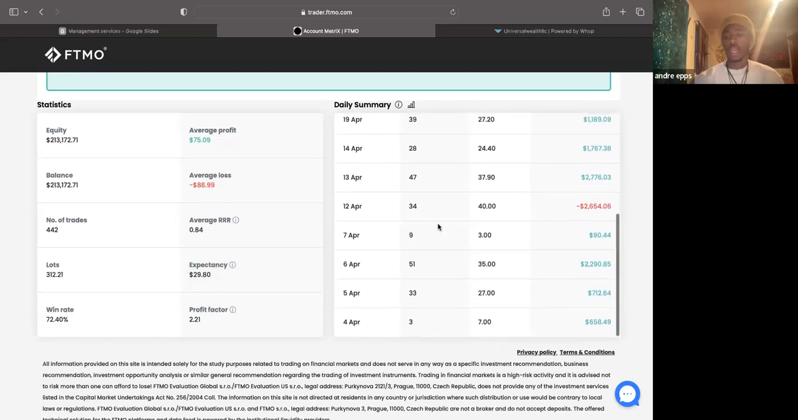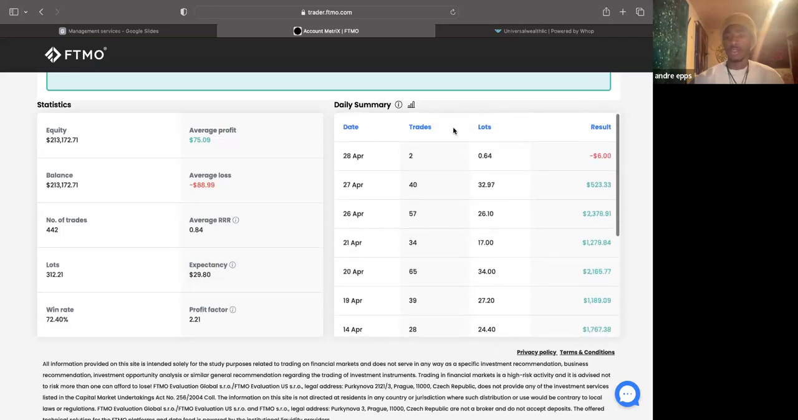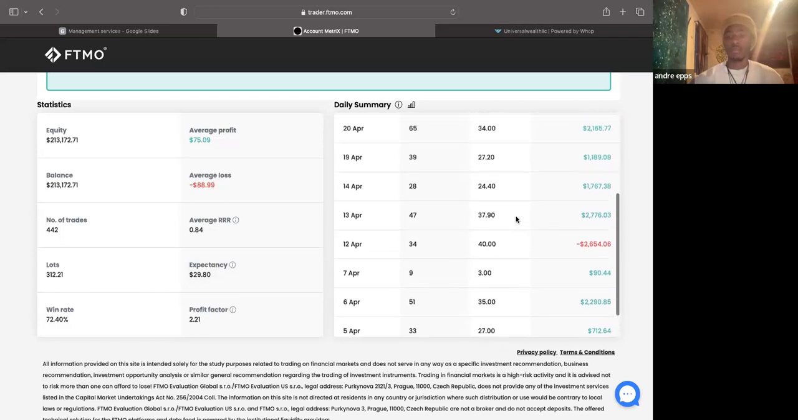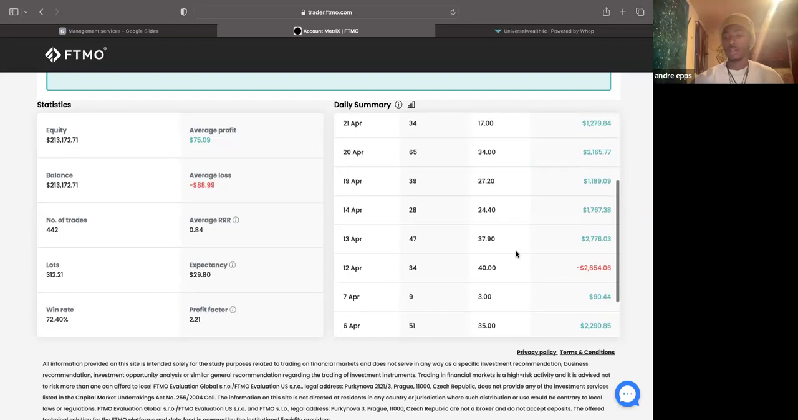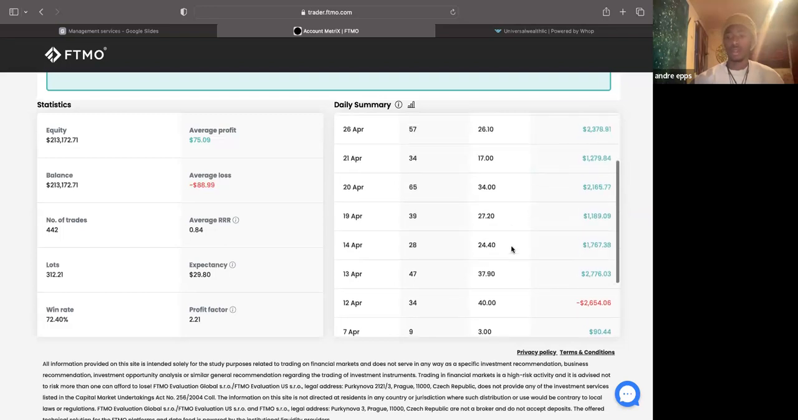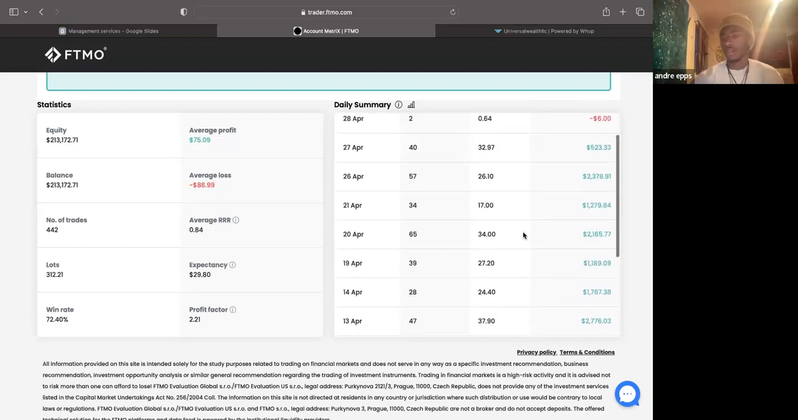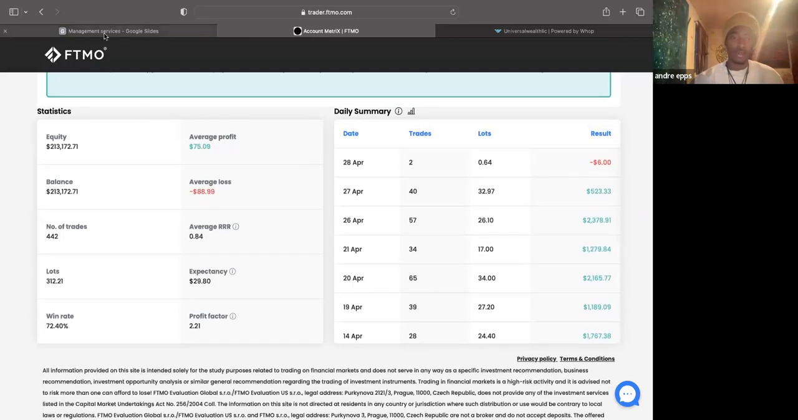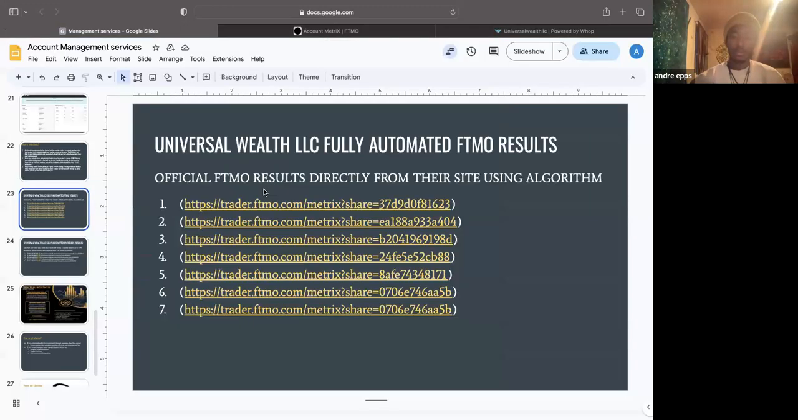So this is going day by day, right? We have the categories, the date, the trades, the lots, and the results of that day. Okay, so the first day we made $658. The second day we made $712. The third day we made over $2,000. The next day we made $90. The next day we lost $2,000. The following day we made $2,000. The following day we made $1,000. Y'all can see the numbers, so we have an understanding rather than me continuing to go down the list.